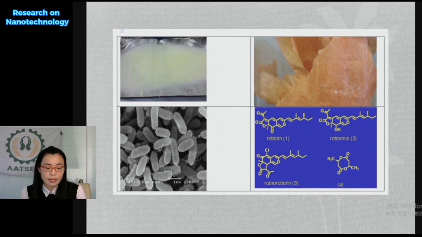structures, and also the nanoparticles scanned by scanning electron microscopy. In this figure the particles are small, at 170 nanometers on average.